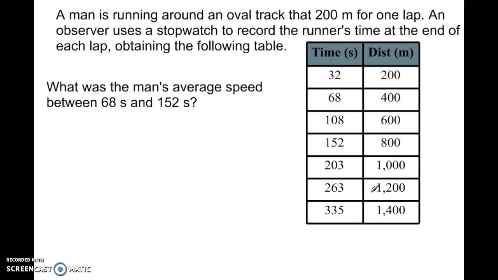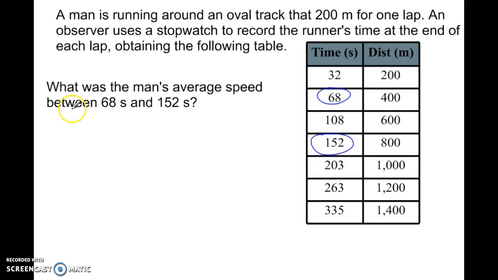So the last example I want to talk about is more real world. The man is running around an oval track that is 200 meters for one lap. The observer uses a stopwatch to record the runner's time at the end of each lap, obtaining the following table. What was the man's average speed between 68 and 152? So 68 and 152 here.